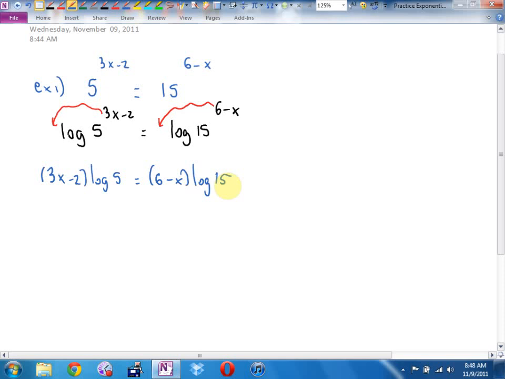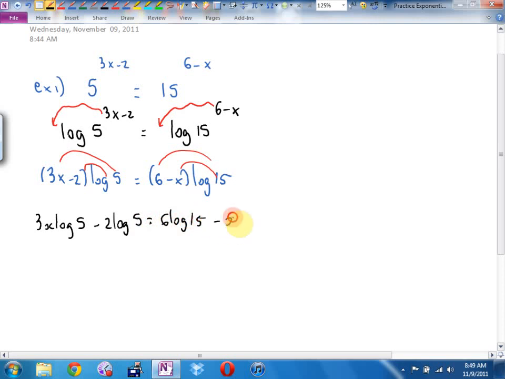So what am I going to do now? I'm going to get rid of brackets. And that's going to give me 3x log 5 minus 2 log 5 equals 6 log 15 minus x log 15. Double check. Yes, yes, yes, yes.